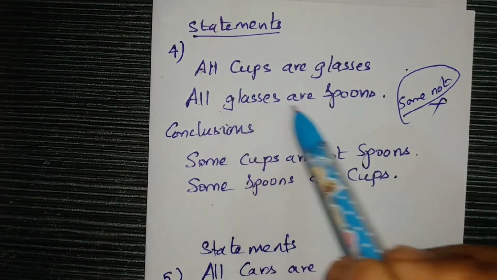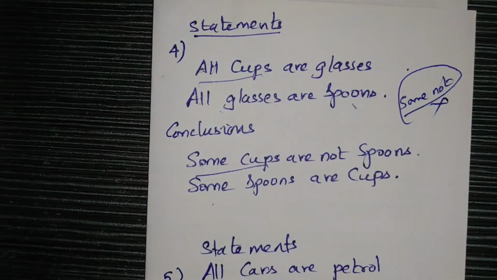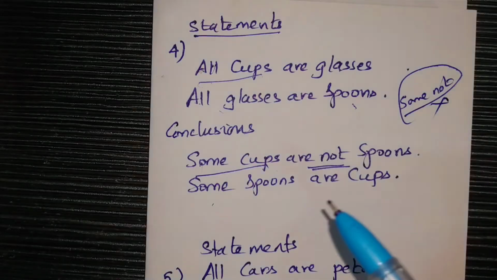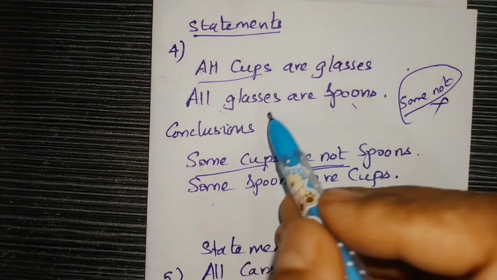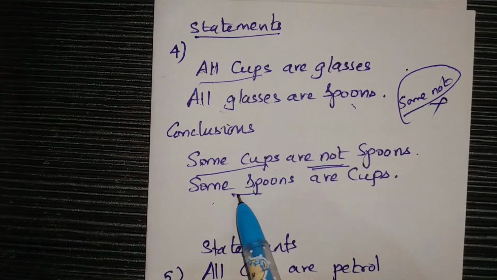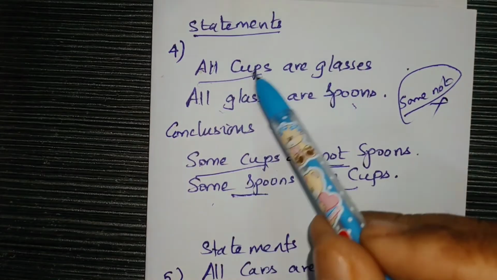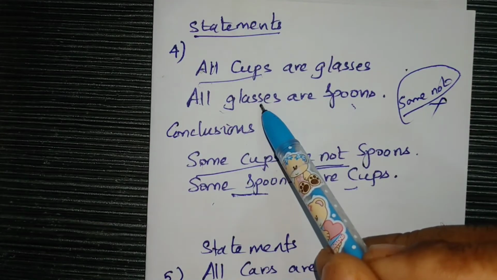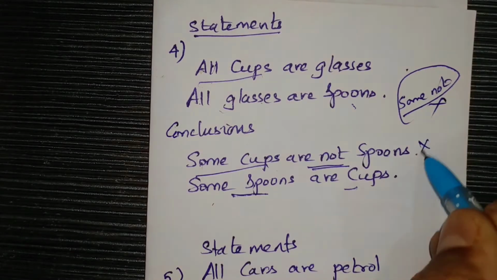All cups are glasses, all glasses are spoons. All cups, some cups. But some cups are not spoons. Okay, let us say some will follow, some cannot follow. All glasses are spoons. Some spoons are cups. Some spoons, all cups, all glasses. There are no some spoons. Okay, both do not follow.